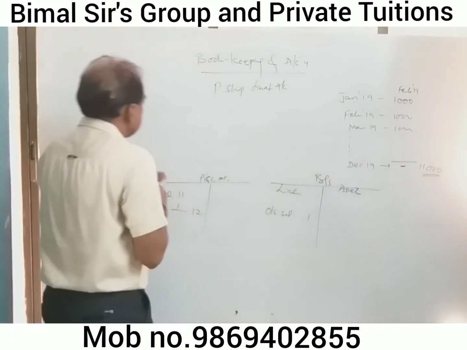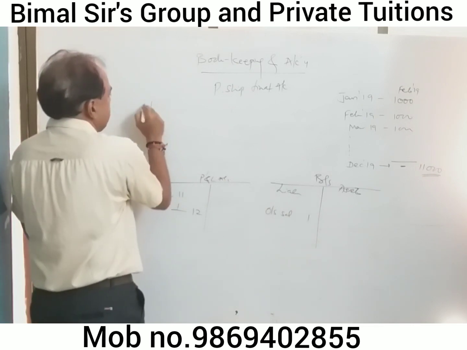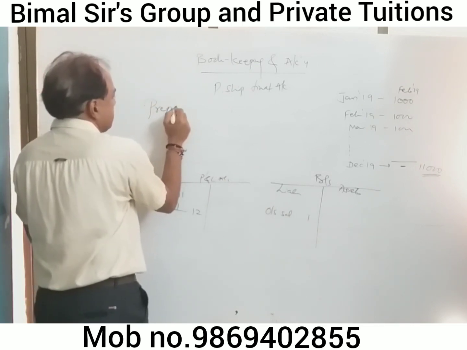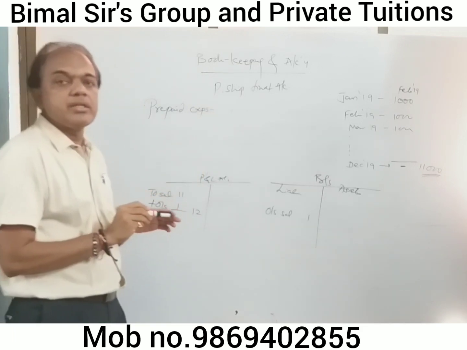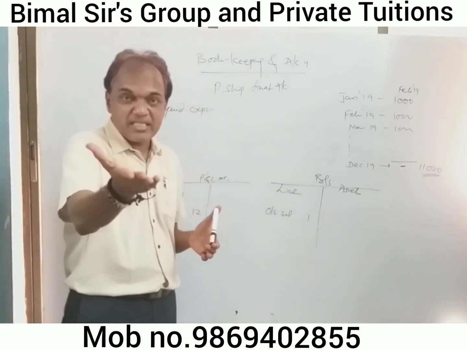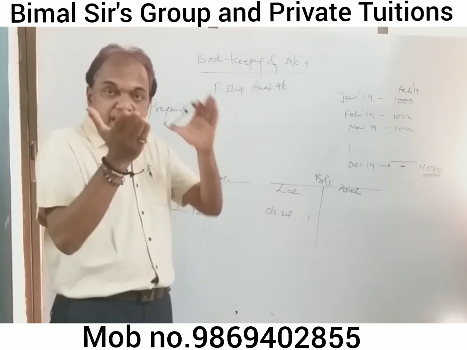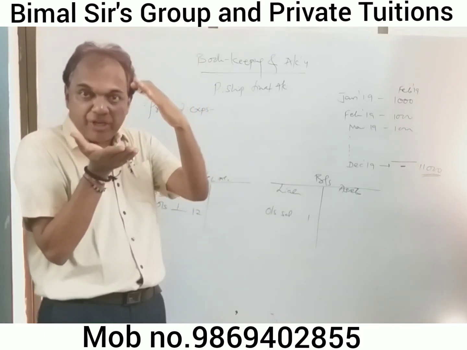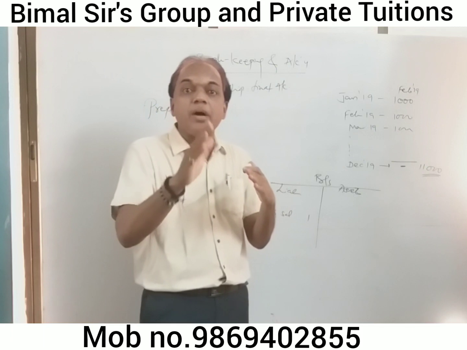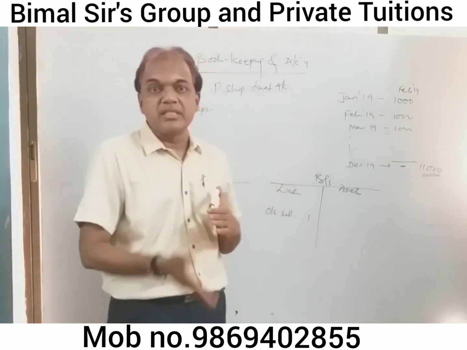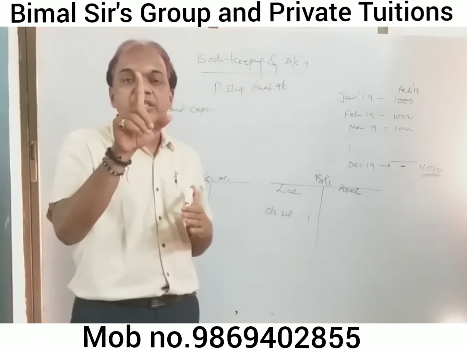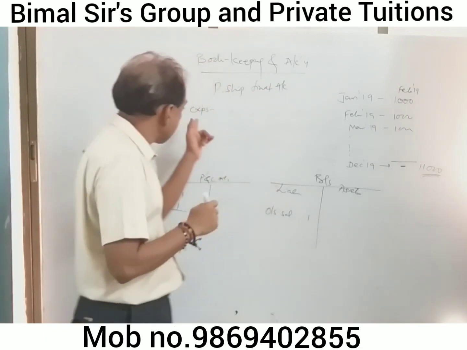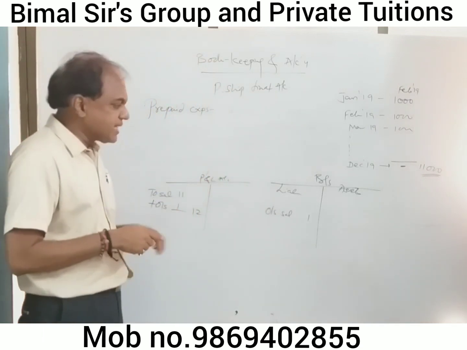Third adjustment is prepaid expenses. Now, prepaid means what? Paid in advance. See, I am preparing final accounts for 12 months, but I have paid you an amount for more than 12 months, which cannot be recorded in my books. But I have recorded it. That is how to deal with that. I will record it here.